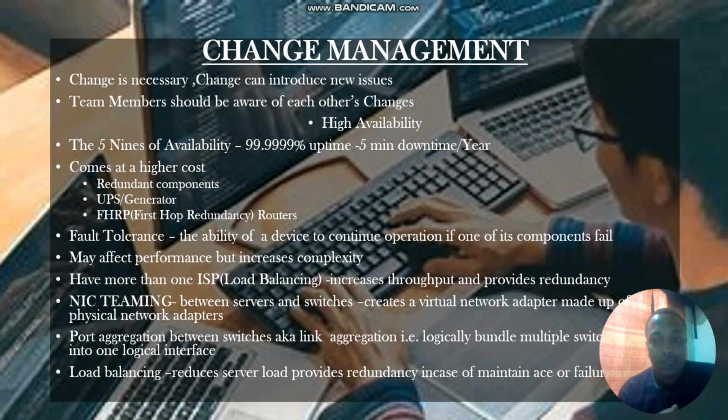Now, we have been talking about load balancing for a long time, and I think we need to define load balancing. Load balancing just refers to reducing a server load. Take, for example, you have one server providing services to 50 users, and another company has 50 servers serving 50 users. Which one is going to be faster? Of course, it's going to be the one with 50 servers.